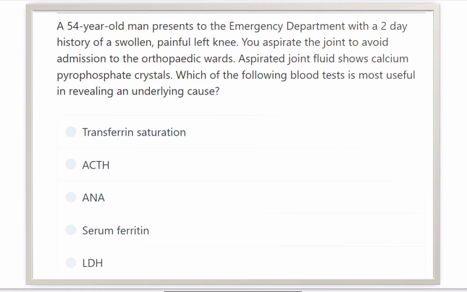A man of some years presents to the emergency department with a 2-day history of a swollen, painful left knee. You aspirate the joint to avoid admission to the orthopedic ward, and the aspirated fluid shows calcium pyrophosphate crystals. Which of the following blood tests is most useful in revealing the underlying cause?